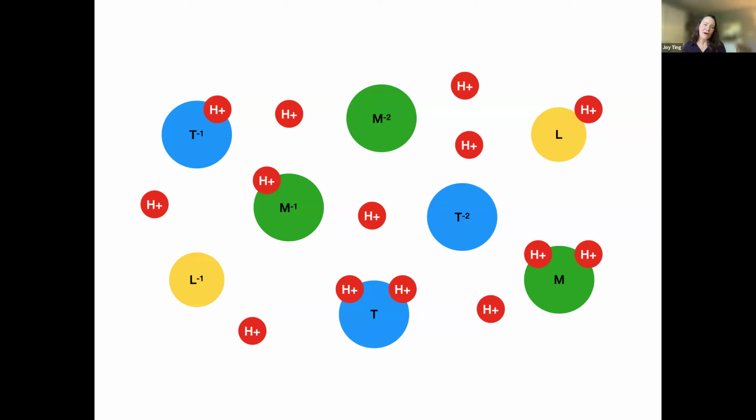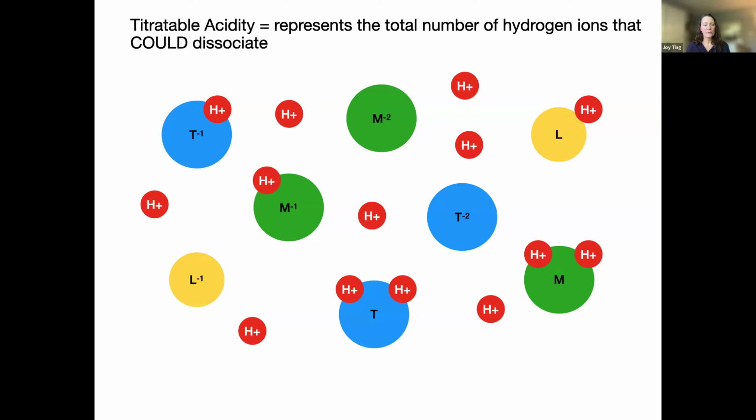So if we think about our acid dissociation in this cartoon way, titratable acidity basically represents the total number of hydrogen ions that could dissociate if all of the ones represented here did dissociate. So if we really force it so that the pH gets really high and it pulls all those hydrogen ions off, how many do we have? In this case, for titratable acidity it doesn't matter if the hydrogen ion is currently bound to its parent molecule or not, it just matters that it's in there.